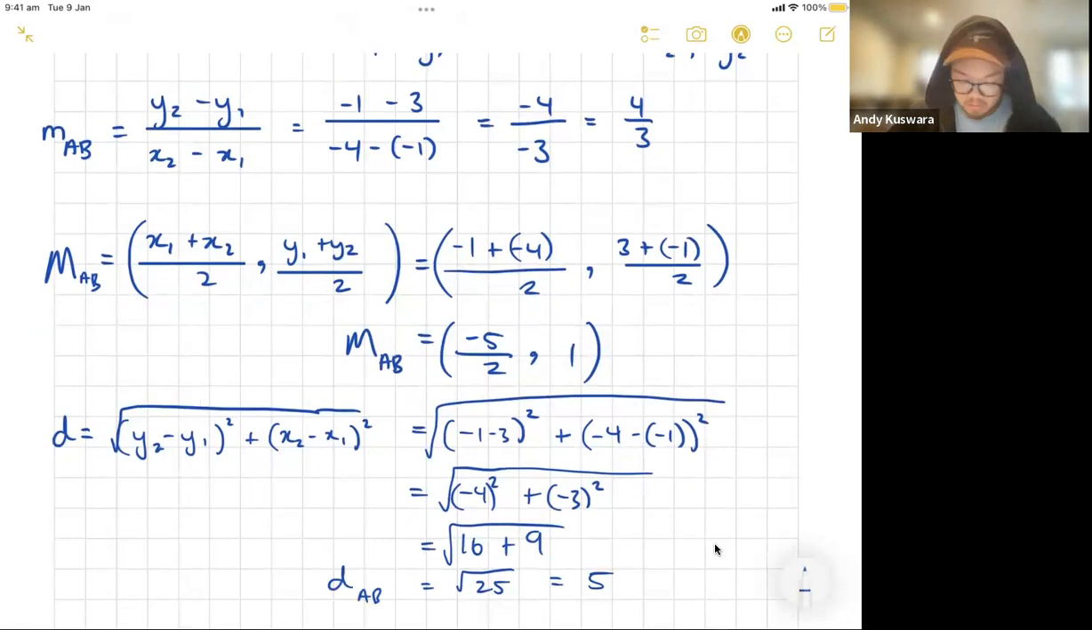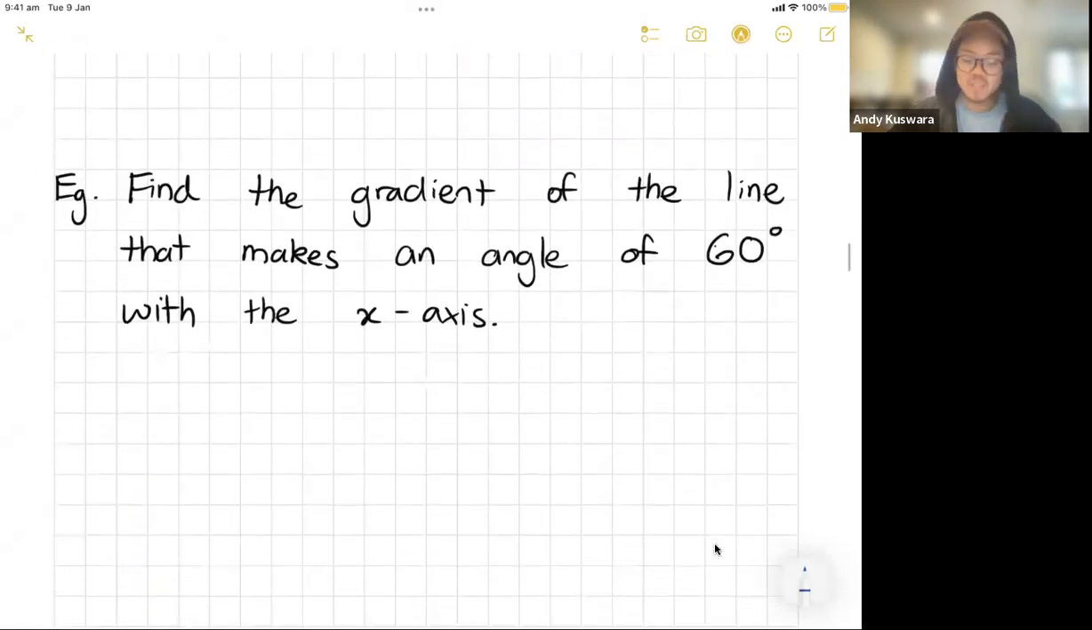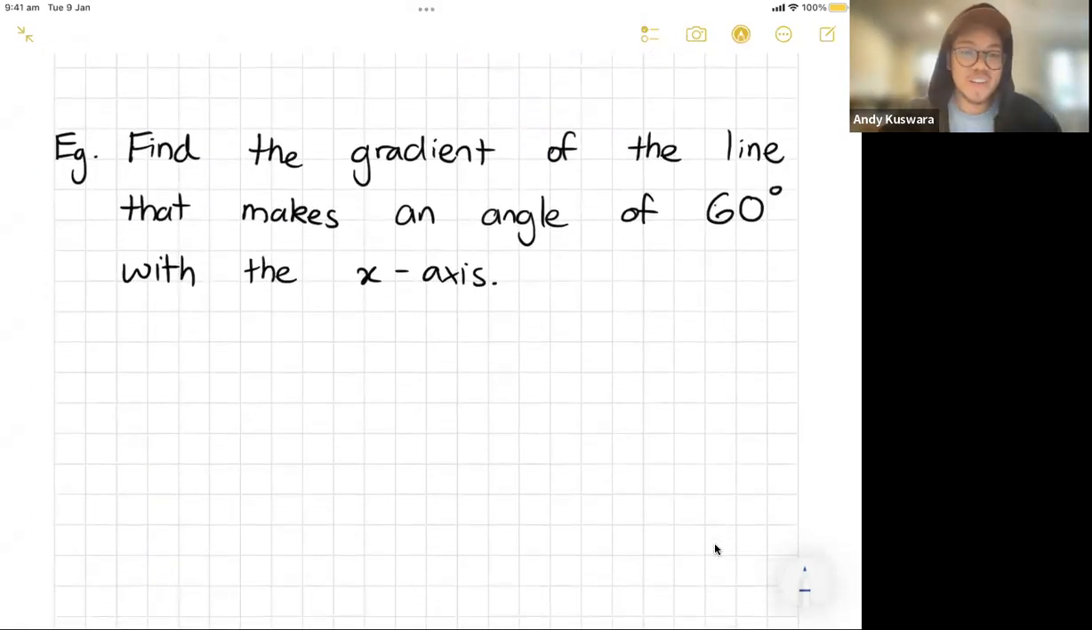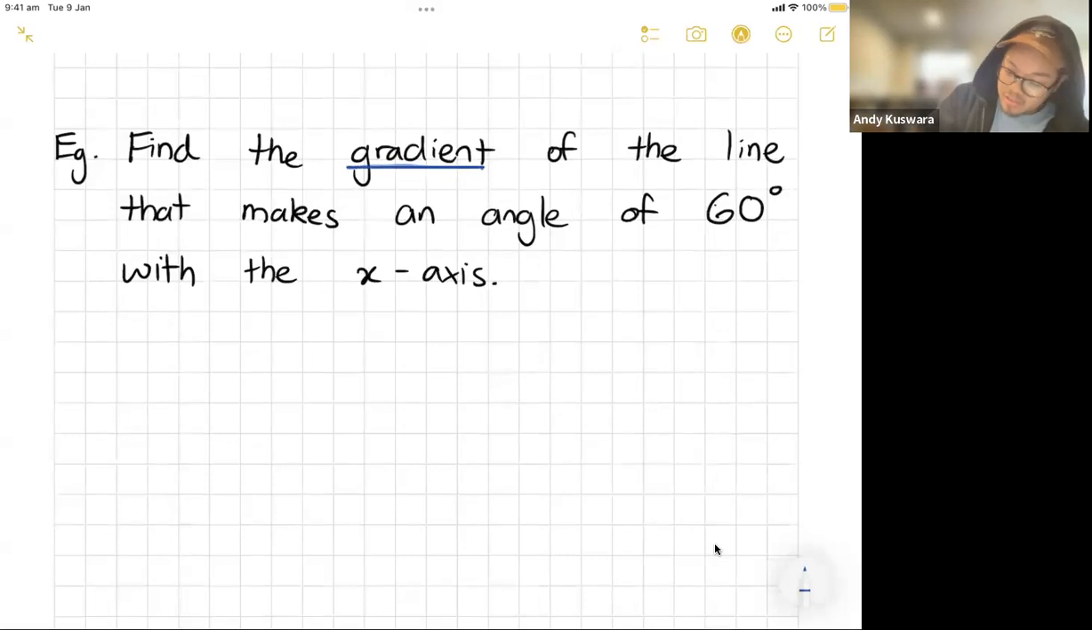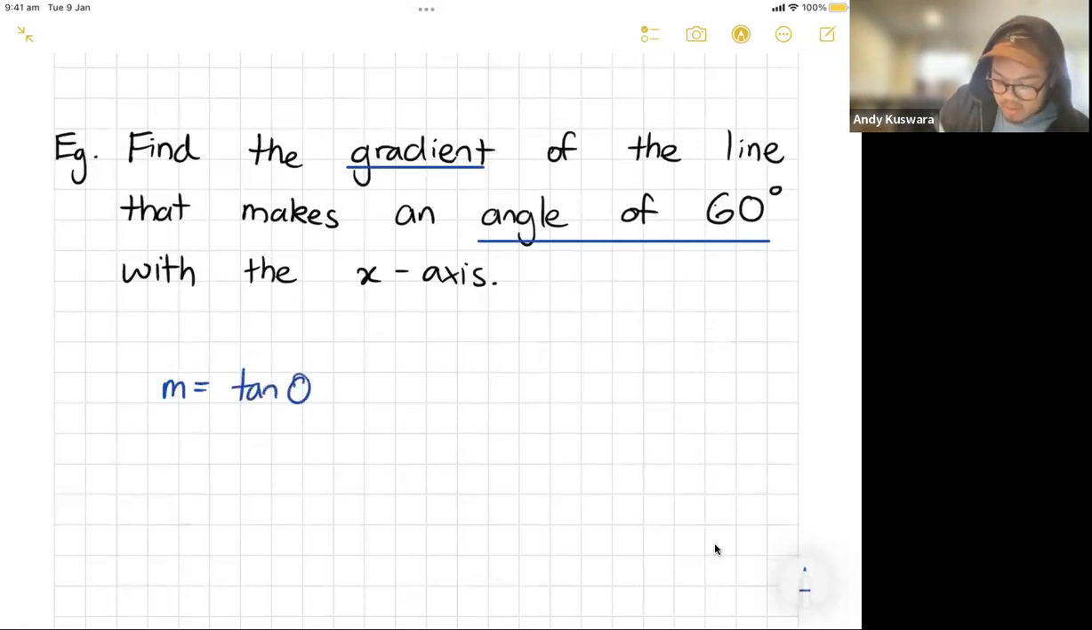Hope that helps. Is that it? Last one. Okay, don't forget this. Gradient of the line that makes an angle of 60 degrees with the x-axis. So they're talking about a gradient, and they've also given you an angle. We know that the gradient is also the same thing as tan theta. In this case, your gradient is going to be whatever tan 60 is, because that's the angle that it makes.